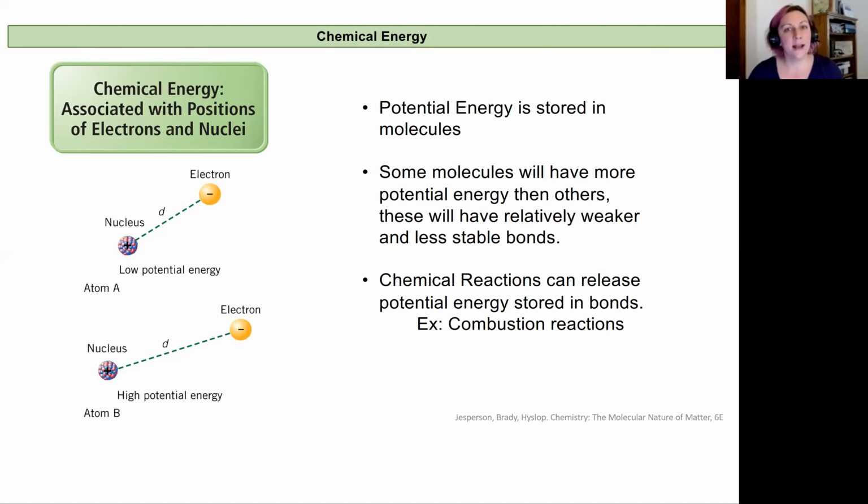And the ones that have higher potential energies will be associated with molecules that have weaker and less stable bonds. And ones that have lower potential energy will be associated with molecules that have stronger, stable bonds. And when a chemical reaction takes place, the energy stored in those bonds can be released. So, think about a combustion reaction that gives off a lot of heat. So we'll be diving into this chemical energy in this chapter, and it's really interesting.